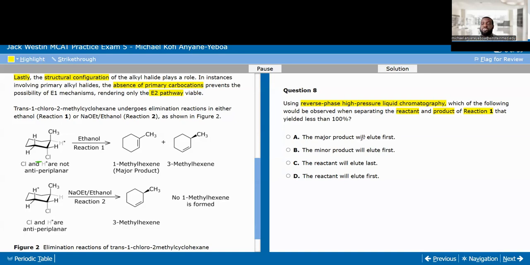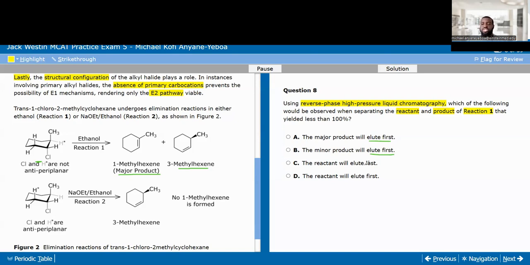So the major product will elute first. The major product is 1-methylhexane. This is not the most polar, and it has the same size as 3-methylhexane, right? So what's to say which one will elute first? It's going to be difficult, right? But let's go on. The minor product will elute first. I'm not canceling anything yet till I see something that I really like or I really don't like.